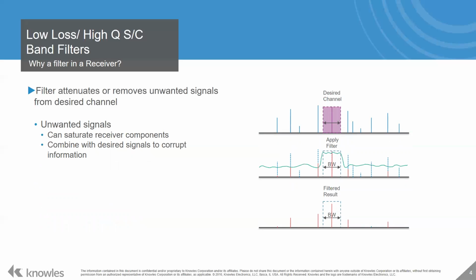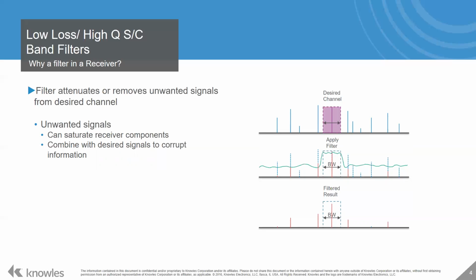So why put a filter in a receiver? Well, again, they attenuate or remove unwanted signals from a desired channel. Why are they unwanted? Because they can saturate receiver components, and they can combine with the desired signals to corrupt the information. To the right, I've shown our desired channel in the middle of that spectrum.